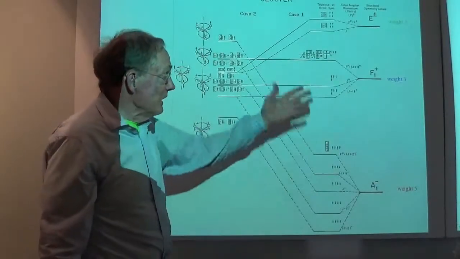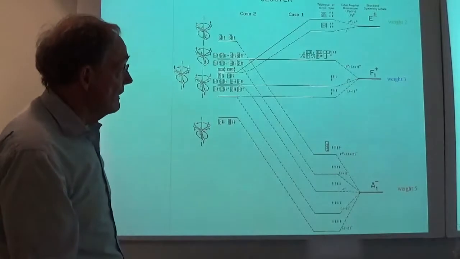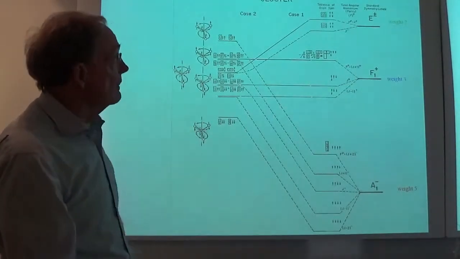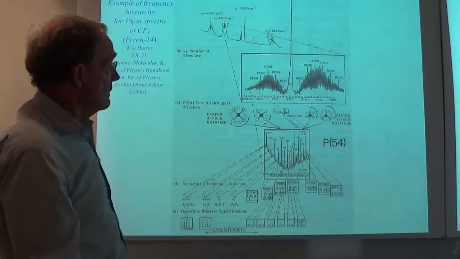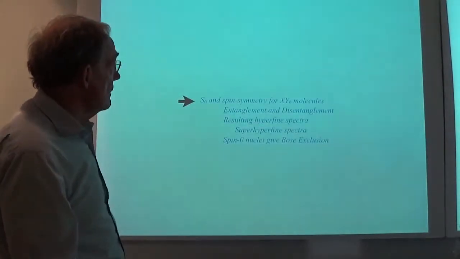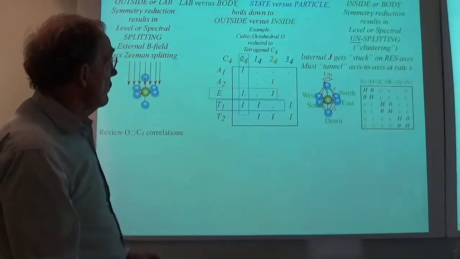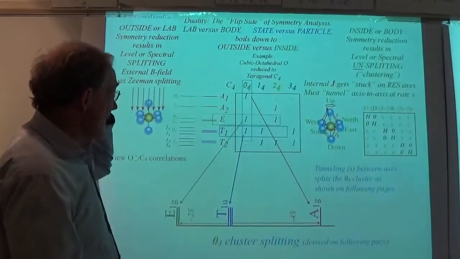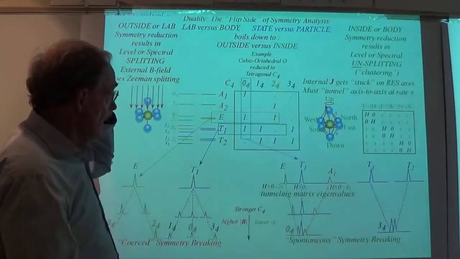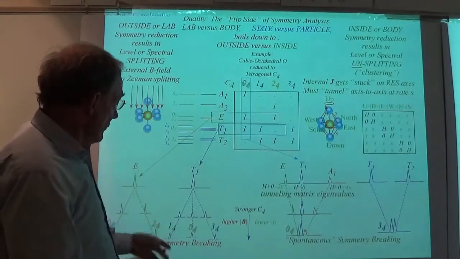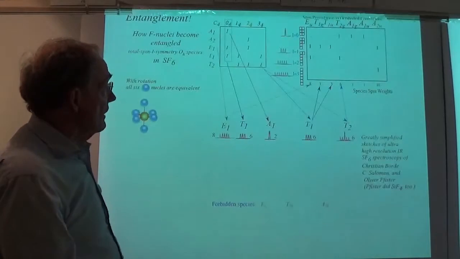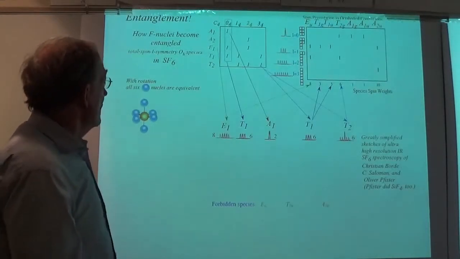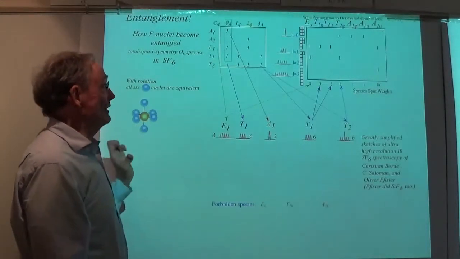These are only allowed to have a certain parity, not plus and minus. That one is the only one that manages to get plus or minus. And the same thing would be true here of tetrafluoro. I'll skip that for now. What I want to show is this extended. Remember spontaneous symmetry breaking, coerced symmetry breaking? This is entanglement. Now we're talking about SF6, and it gets entangled.